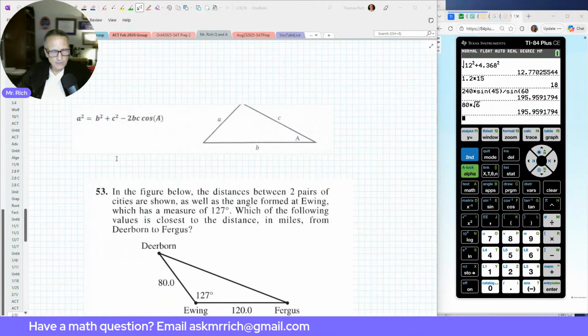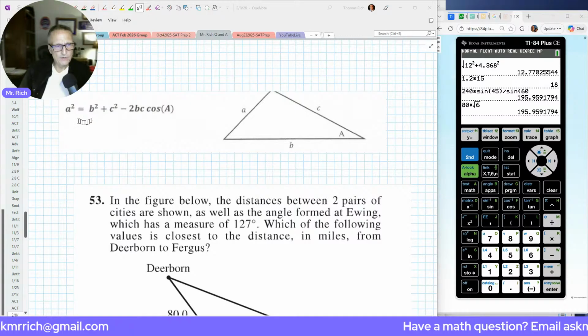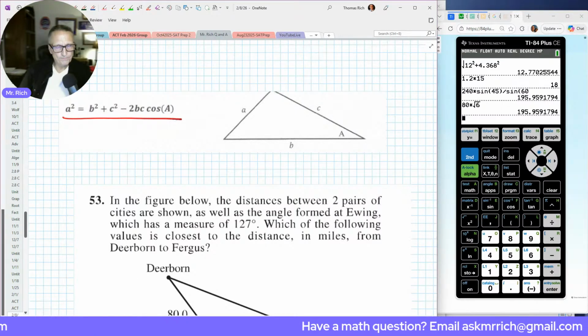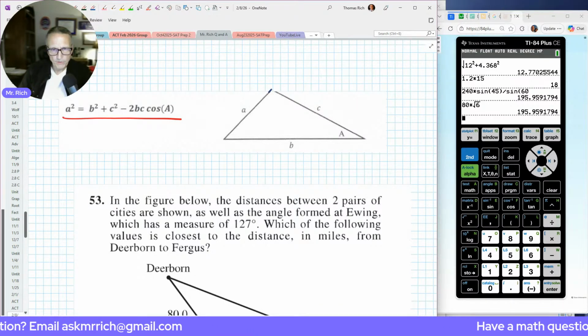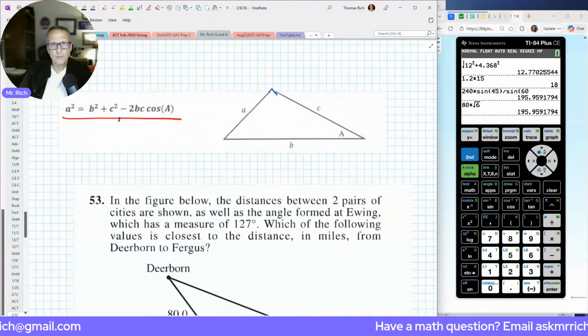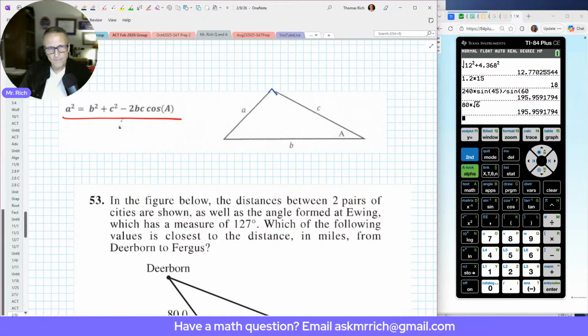The next equation is called the law of cosines, and here is the formula right here. Now, what I do when I train students to remember these formulas, because you do want to have these memorized, because you can expect one of these problems and you can't count on them giving you the formulas. They do sometimes, they do not.